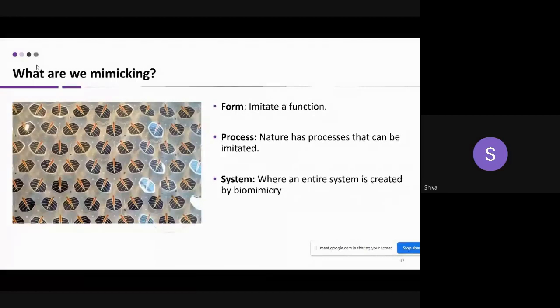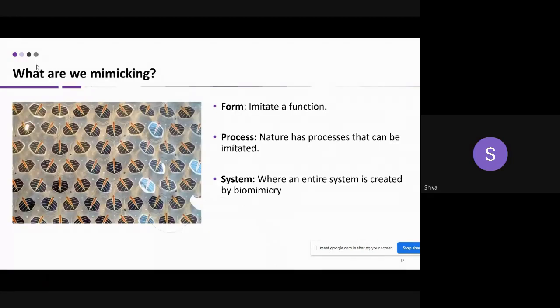So what are we mimicking? We're mimicking form. So we are saying, there's this great example, a solar panel. The form is imitating a function. The function of a leaf is to capture sunlight. Can we imitate the form? For instance, process. Nature has a system, a mangrove forest, where it cleans water. The kidneys in your body clean the inside of the body and remove the dirt. So there's a process. So we can imitate the form of nature. We can imitate the process of nature, or we can imitate an entire system of nature, where we create an ecosystem just like nature creates.